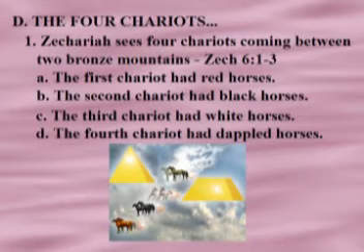d. The 4 chariots. 1. Zechariah sees 4 chariots coming between 2 bronze mountains, Zechariah 6:1 through 3. a. The first chariot had red horses. b. The second chariot had black horses. c. The third chariot had white horses. d. The fourth chariot had dappled horses.